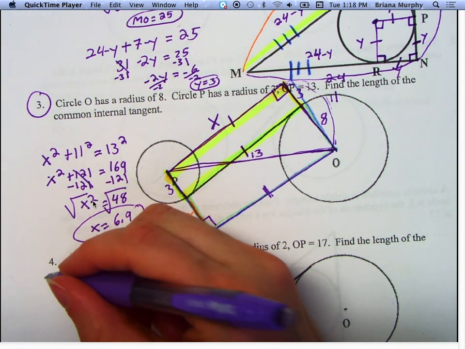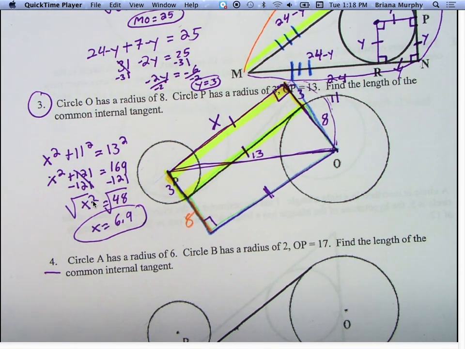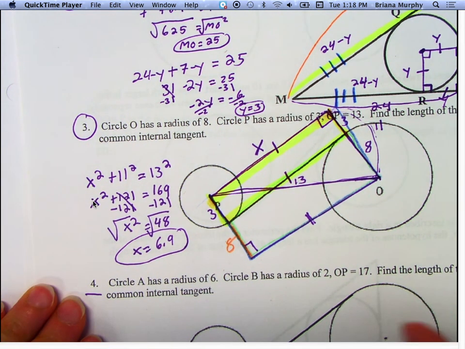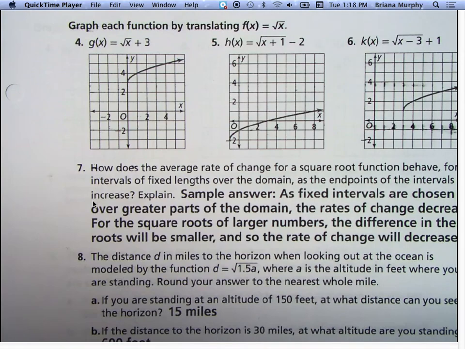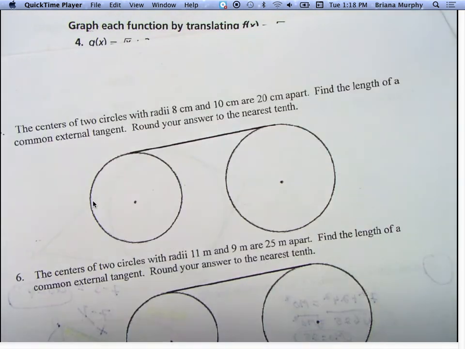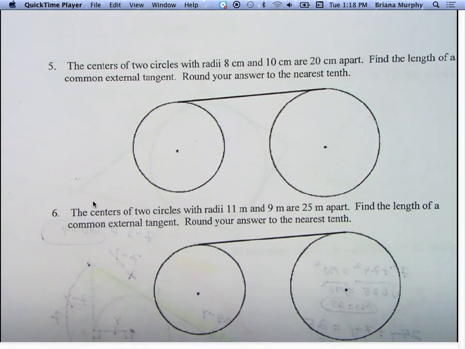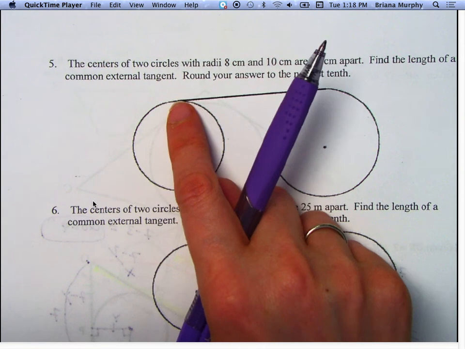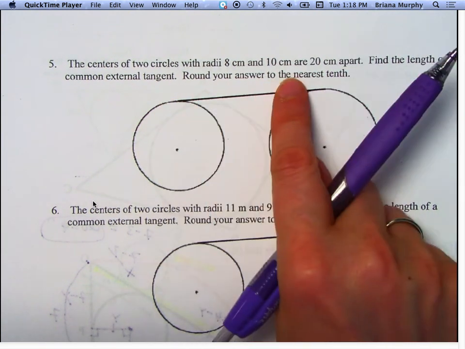Okay, 4 is going to be almost exactly like we just did for 3. Okay, and we're going to do number 5, because it's slightly different when we're talking about externals. Number 5. The centers of two circles have a radius of 8 and 10 and are 20 centimeters apart. Find the length of this common external tangent. Okay? We all see how this slants a little bit, right?